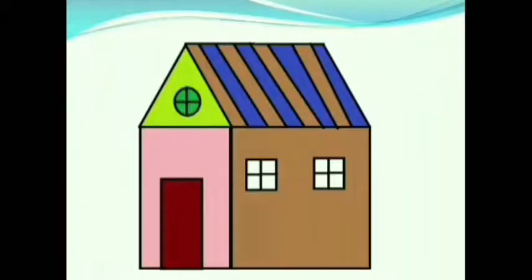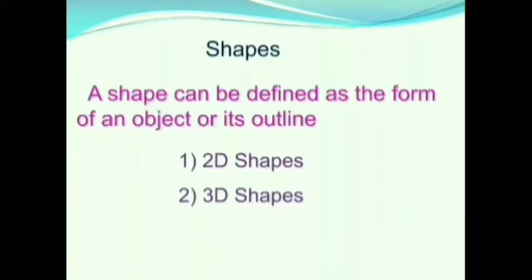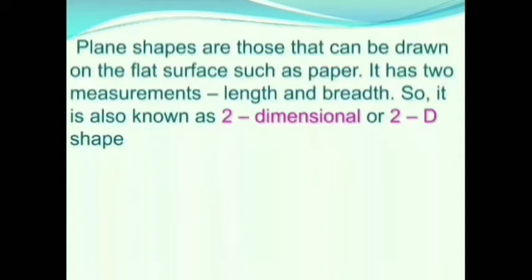See this picture, children. What is this? Yes, this is a house. This is drawn using shapes: triangle, square, rectangle and circle. Now you are thinking, what are these? Now we will learn that. Shapes. A shape can be defined as the form of an object or its outline. Now we will learn the types of shapes. They are 2D shapes and 3D shapes.